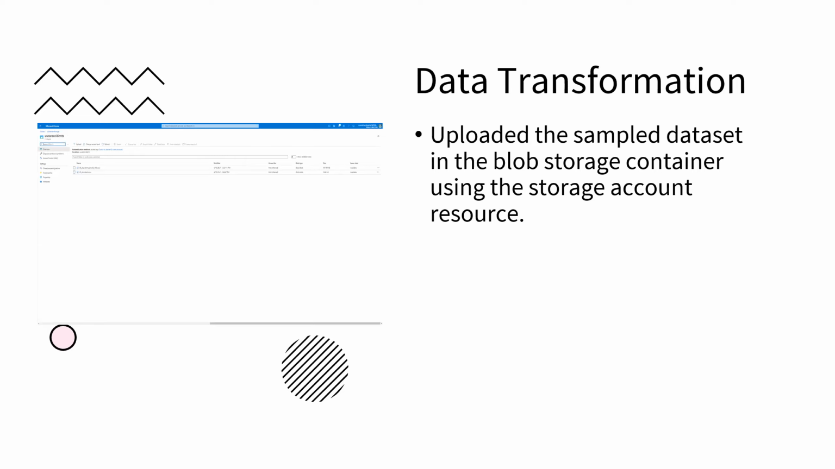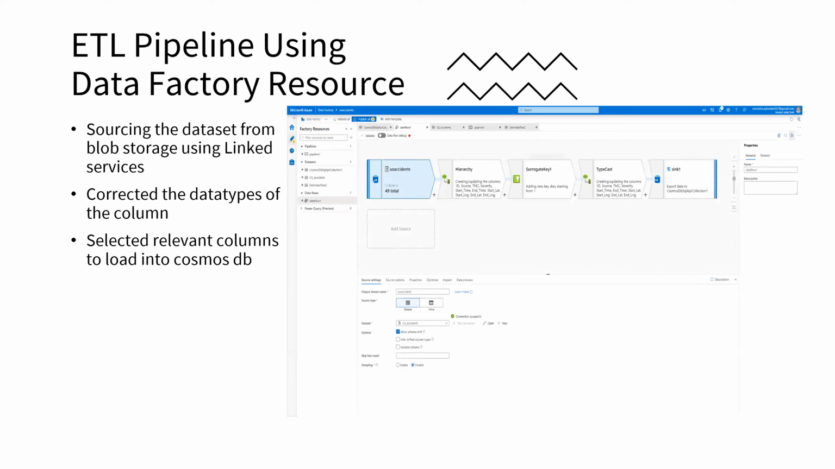After sampling and storing it in the block storage container, our next task was to source the dataset from block storage to the data factory using the linked services or connection string. This is where we corrected the data types of the columns and selected only the relevant columns which should be loaded into Cosmos DB, which will be effective for analyzing the dataset and finding out about the accidents.